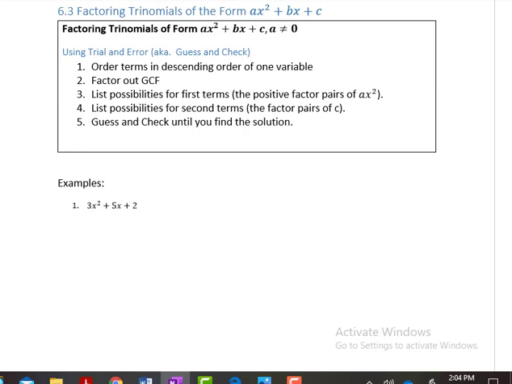Now what we will be doing in this section is we're going to use a method called trial and error, also called guess and check. Okay, so we have a couple different names because it is just through guessing and checking, trying different combinations, that we're going to factor these trinomials that are in the form ax squared plus bx plus c. Now I'm going to talk through the steps of trial and error as we look at example number 1.